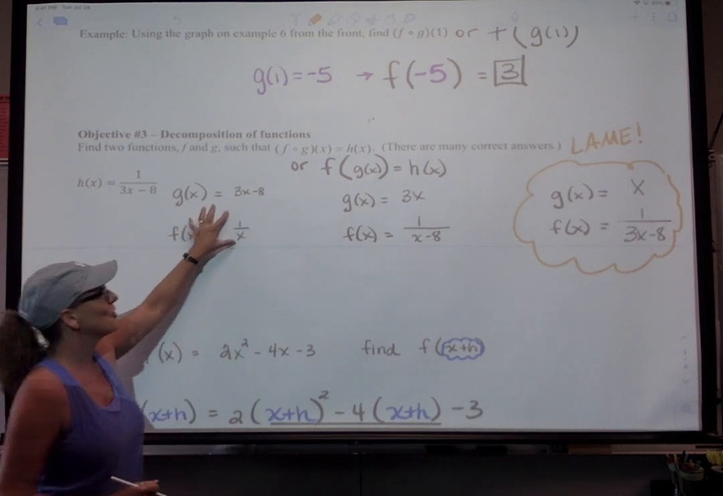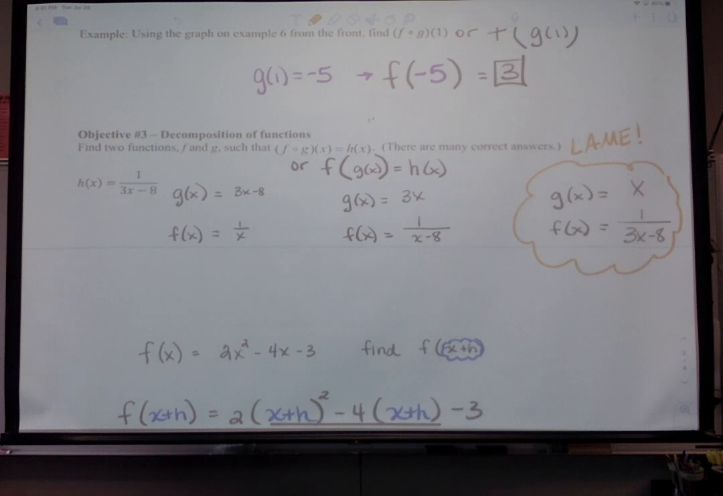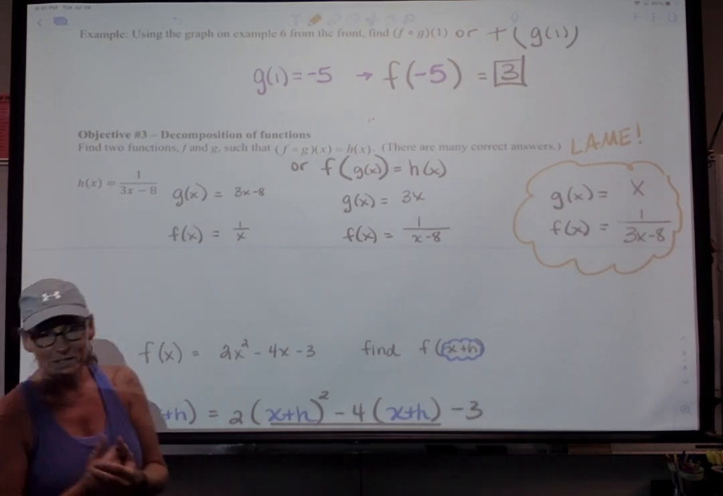Okay? Put some thought into it and give a possibility of what you think the two smaller functions could have been. That's it. That's a wrap.